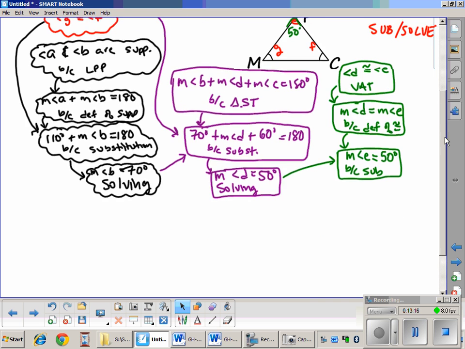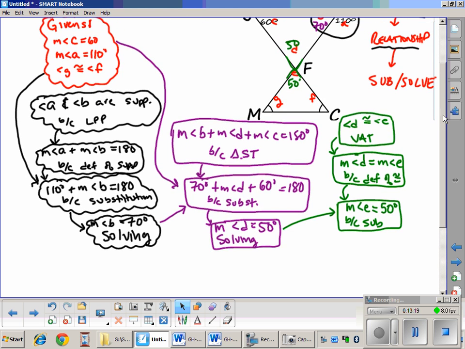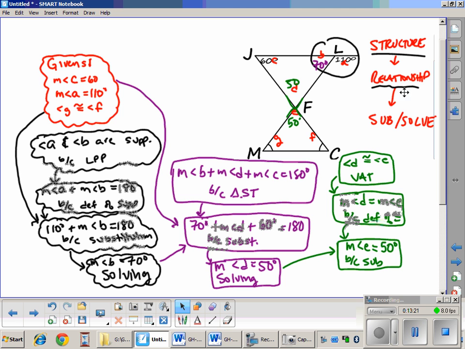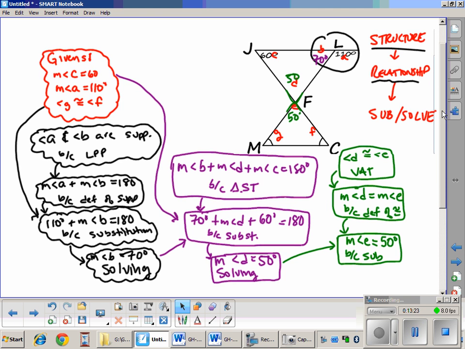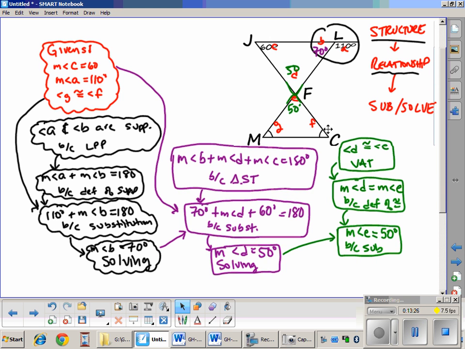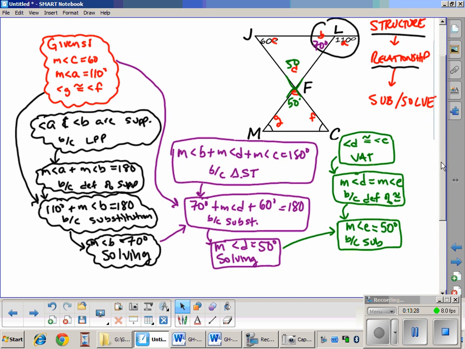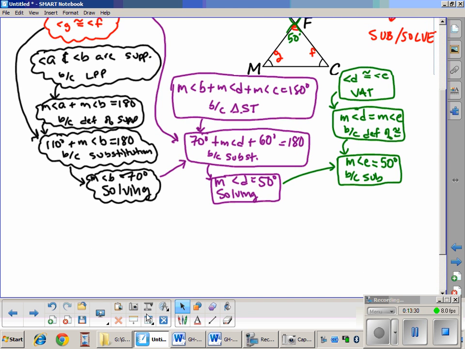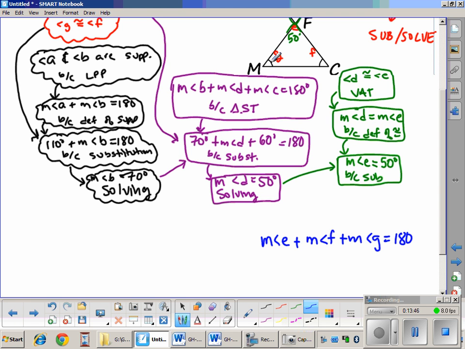So again, using our guide right here, structure, relationship, substitute, and solve, we have to think about the structure of the triangle, and that's where I'll start. So let's establish the triangle sum theorem first. So let's write in blue. The measurement of angle E plus the measurement of angle F plus the measurement of angle G equals 180 degrees. Now again, that comes from the idea that this guy is a triangle, and if I add those three angles together, I should get 180 degrees because of the triangle sum theorem.